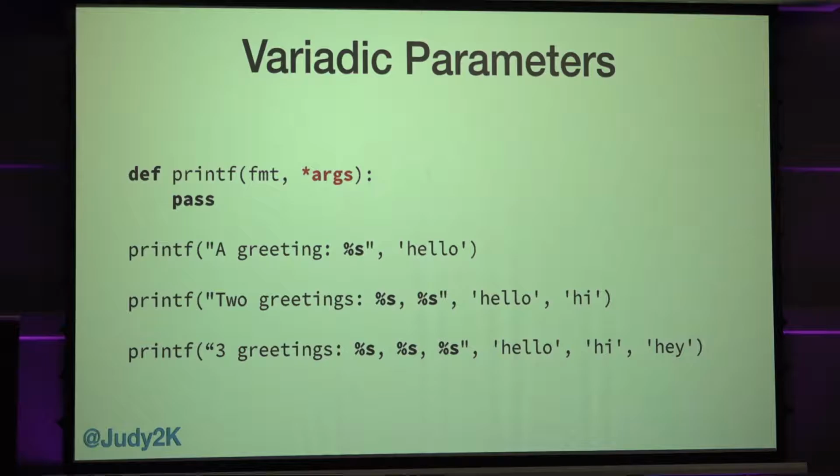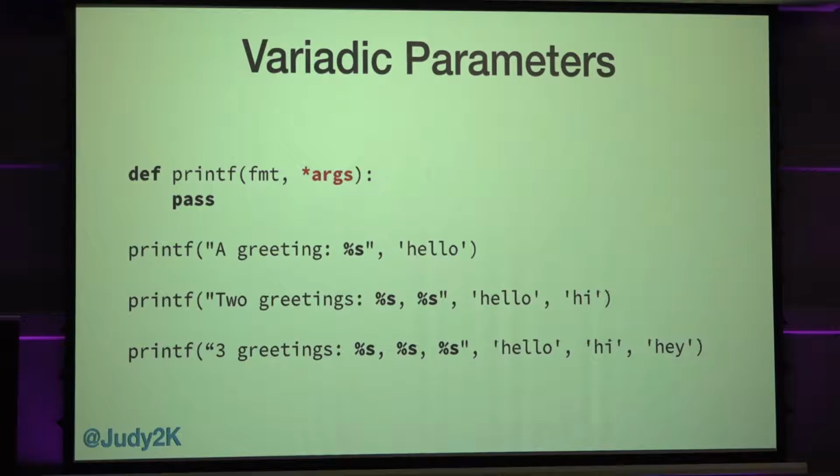So now let's talk about variadic parameters. Don't panic if you haven't heard the word variadic before. I only came across it relatively recently. It's essentially the star args thing, as it's often referred to in Python. It is a positional parameter that will just mop up any positional arguments that are passed to the function and provide them to your function as a tuple.